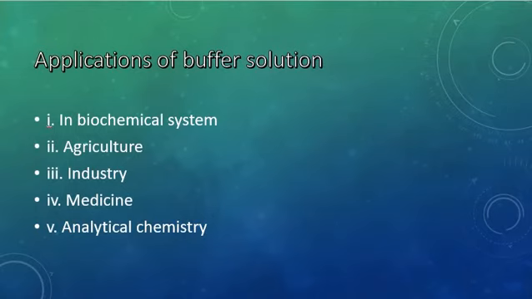Application of buffer solution. Buffer solution finds extensive application in various fields, and the first field is in biochemical system. pH of blood in our body is maintained at 7.36 to 7.42 due to bicarbonate and carbonic acid buffer. A mere change of 0.2 pH unit can cause death. The saline solution used for intravenous injection must contain buffer system to maintain proper pH in our blood.